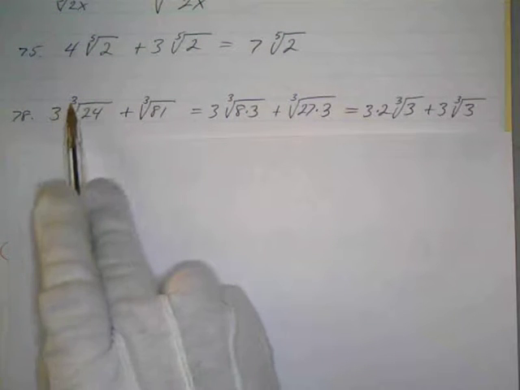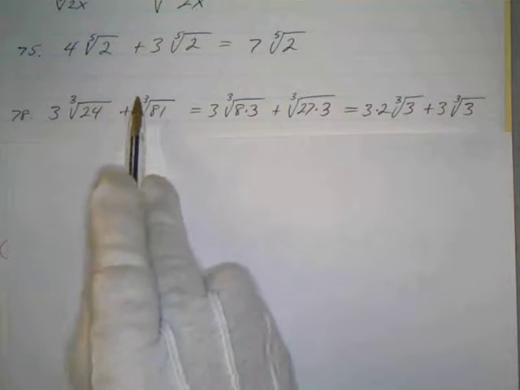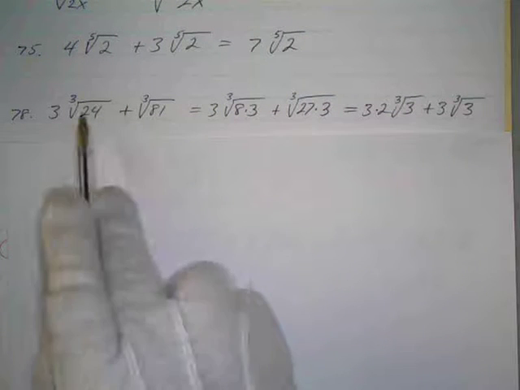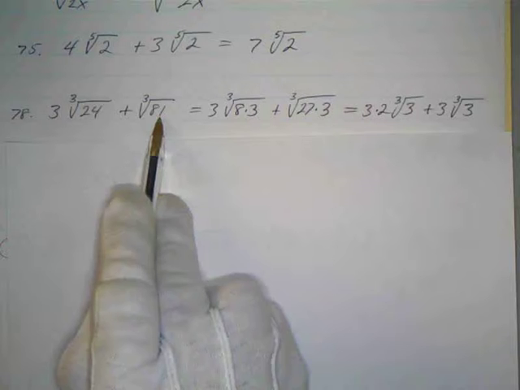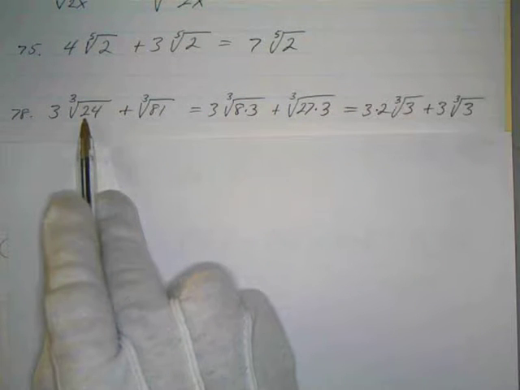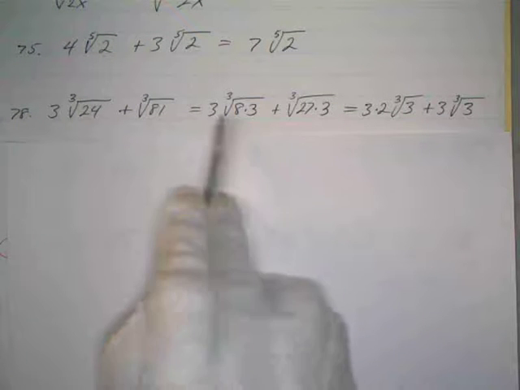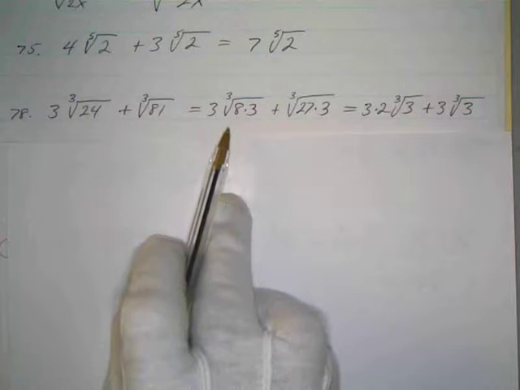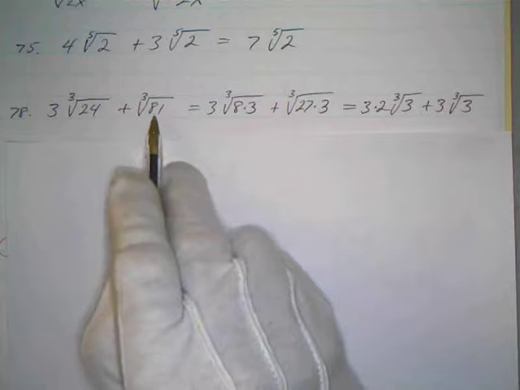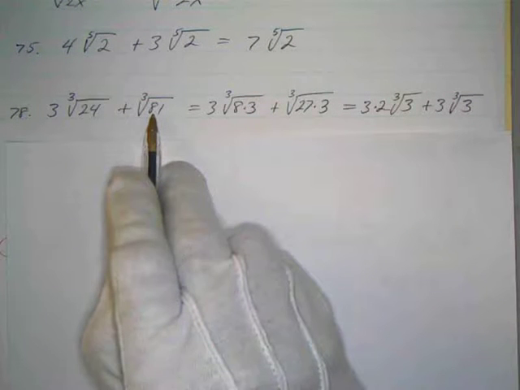3 times the cube root of 24 plus 3 times the cube root of 81. So I have the same index, but my radicands aren't the same. But can I simplify these? Well, let's look at perfect cube factors. 2 times 2 is 4 times 2 is 8. So 8's a perfect cube, and 8 goes into 24 3 times. So I simplify that. And then 3 times 3 is 9, times 3 is 27, times 3 is 81. So 27 goes into 81 3 times.